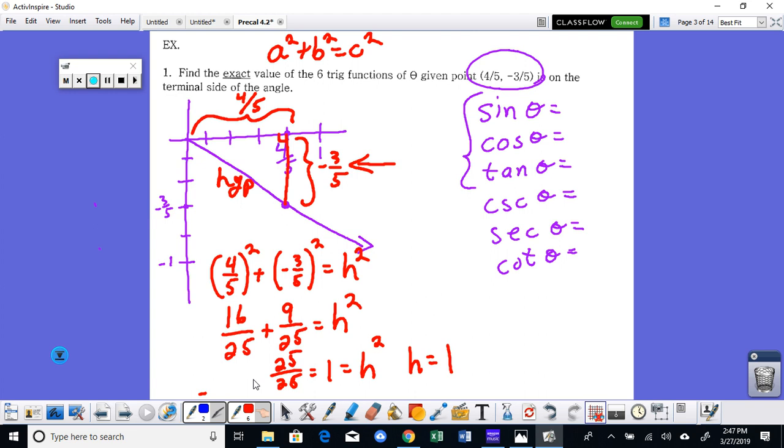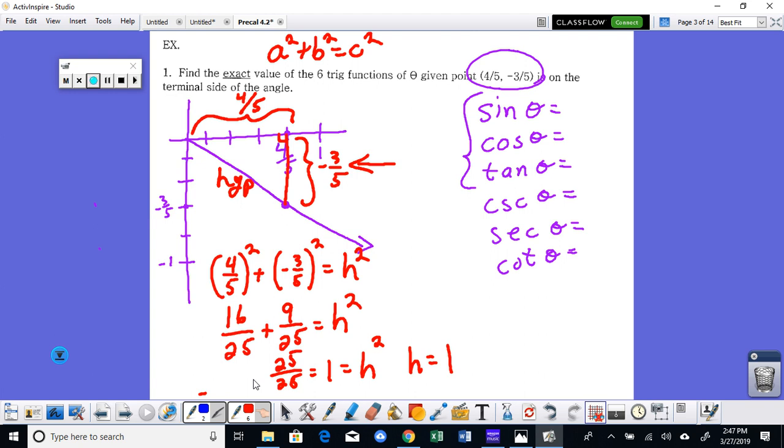Except you can't have a negative length for a hypotenuse. It's always positive. So even though mathematically I get a plus or minus 1, we kick out the negative 1 because it makes no sense in this context. Good job. Everybody with me? Okay.